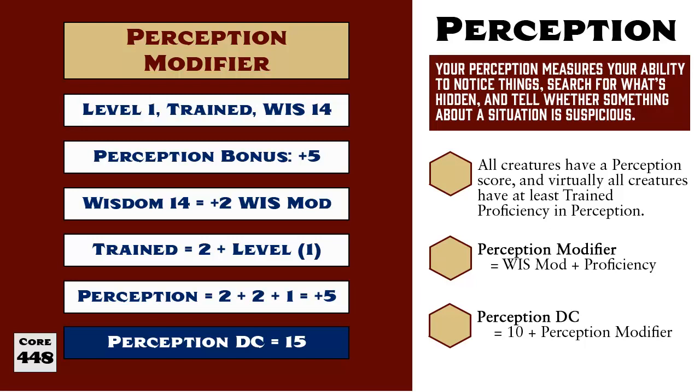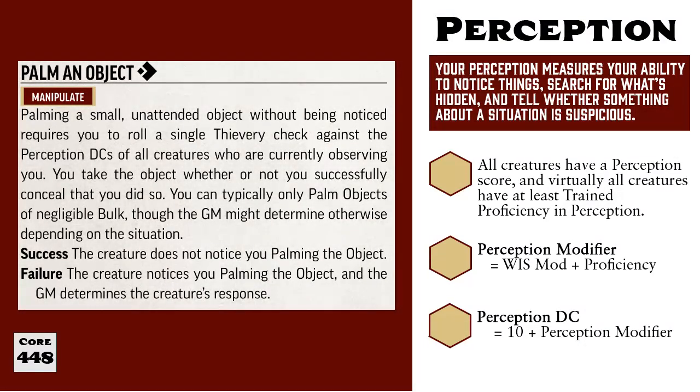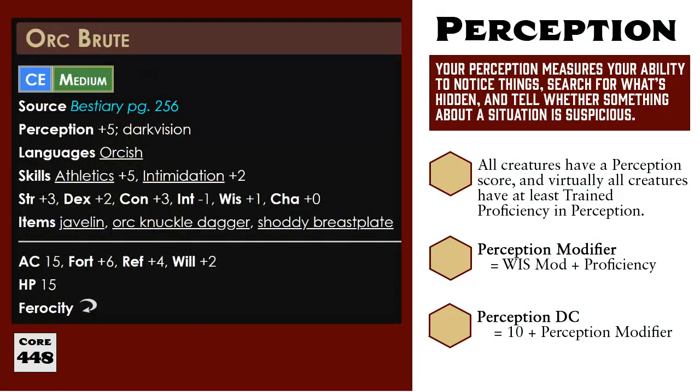For example, your character has a small trinket in their hand that they're trying to hide from a couple of orcs who are approaching. This is a use of the palm an object application of the thievery skill. So in this scenario, you would roll a thievery skill check, which would be contested by the perception DCs of everyone who is observing you. The orc stat block does not show their perception DC, but it does list their modifier as being +5. And we know that perception DCs are 10 plus the perception modifier, therefore the DC for this check is 15.